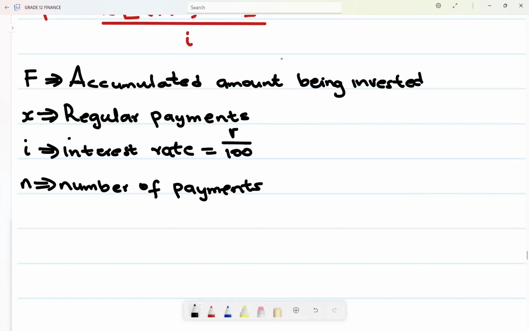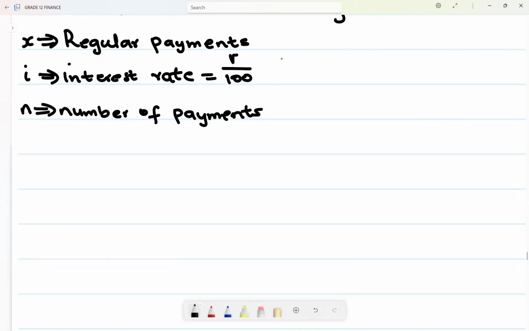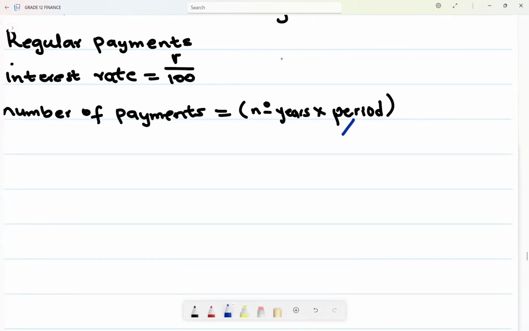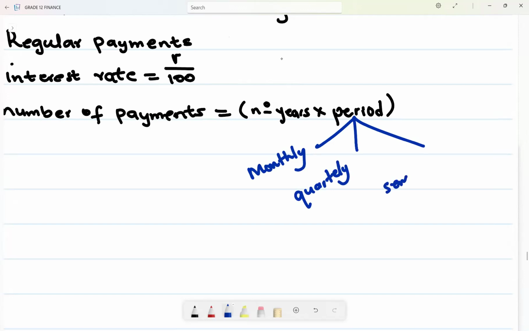Now, what I want you to take note of is that this n refers to the number of payments, and how will we calculate it? We will say it is the number of years multiplied by the period. What do I mean by the period? The period can either be monthly, quarterly, or semi-annually.